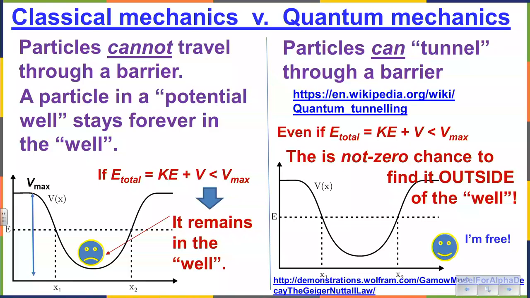In a quantum world, actually, even if the total energy of a particle is less than the maximum potential energy of the system, there is a chance. A chance means a mathematically calculable and physically measurable probability of this particle, which is right now right here, to get out. This phenomenon led to some Nobel Prizes, and we call it tunneling. It's a word. No one really knows what's happening.